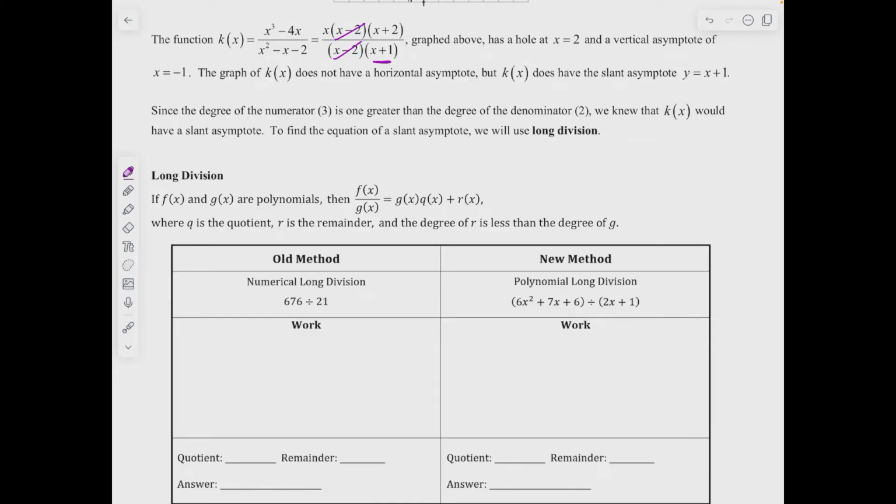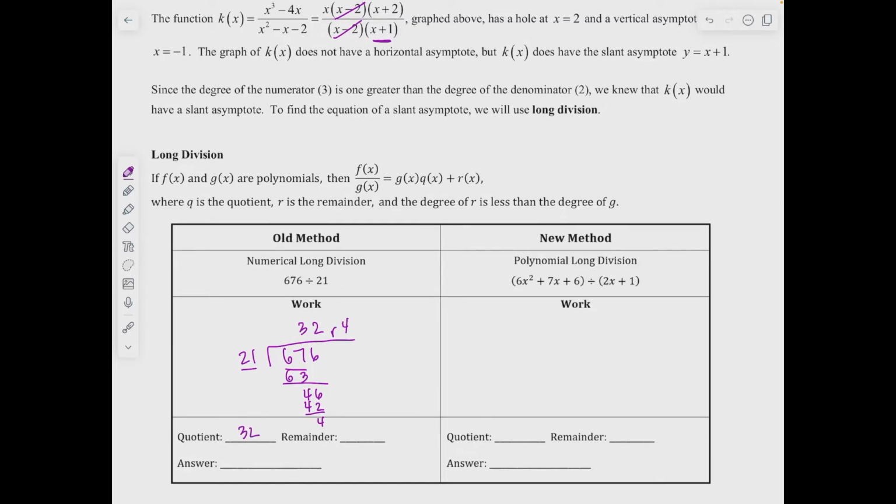So when we do long division, just a real quick refresher on how we used to do this. We would put the 21 over here, and we put the 676. And then we would say, how many times does 21 go into 67? That would be 3. We get a 63. We would subtract to get 46. There's a 2 there, so 2 times 21 is 42, so it's a 4. So we have a remainder of 4. My quotient would be 32. My remainder would be 4, so it would be 32 plus the 4 over 21, or what we would consider 32 and 4 over 21, right?